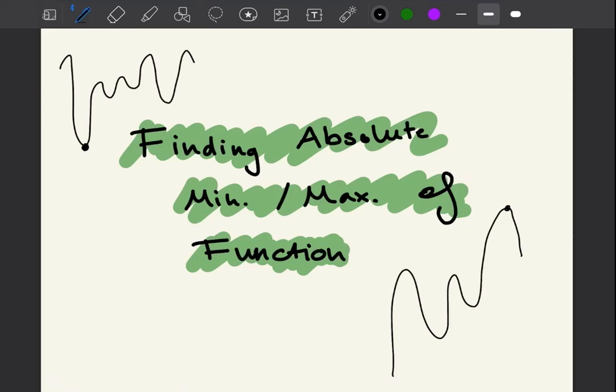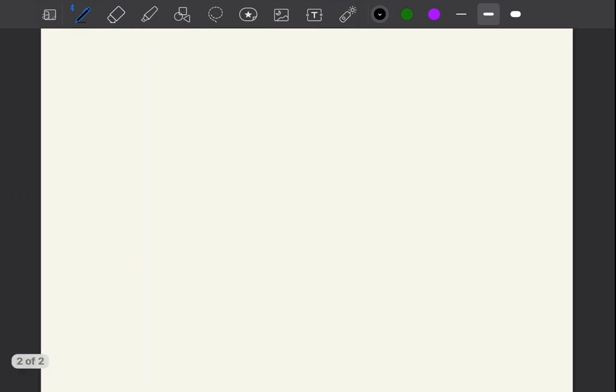And this week's video is going to be all about finding the absolute minimum or maximum value of a given function. Alright, so to find the absolute minimum or maximum value, you have to know a few things for the background. So first of all, you have to know what critical points are. Now, if you already know this, just skip this section, but if you don't, I'm here to explain it.